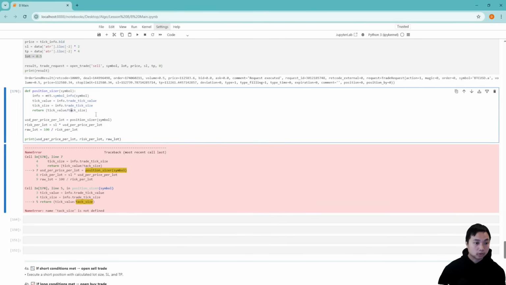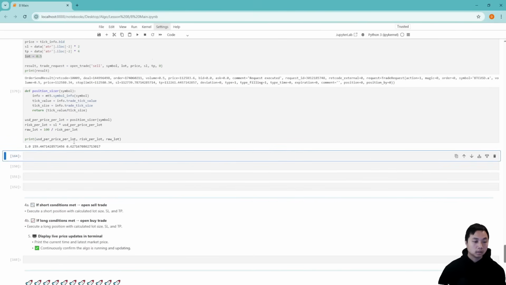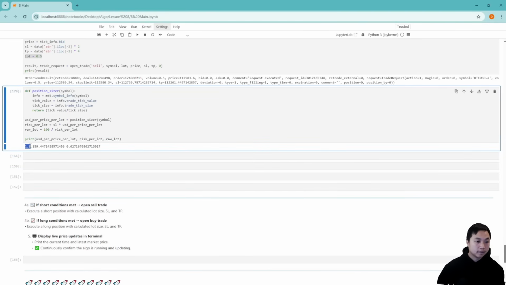There's a typo, so takes us. Excellent. So that's for the bitcoins here. We have one lot here. That means that is a $1 per price movement.